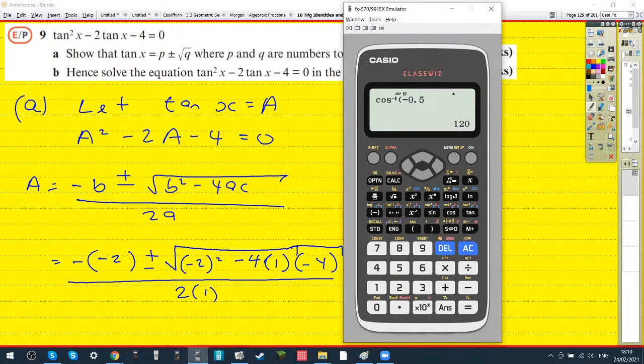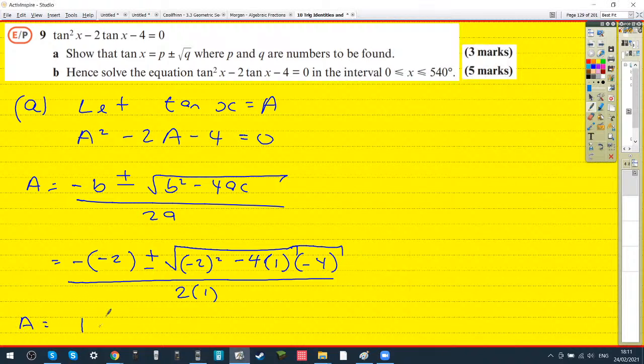And then I think I would just use the calculator to get the two values. So I wouldn't do that one. I would just do this instead: 1, minus 2, minus 4. And there we go. We get 1 plus or minus root 5. So A equals 1 plus or minus root 5. Is that full marks? Okay.